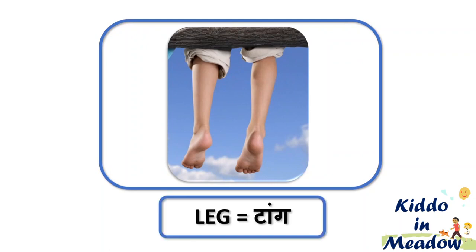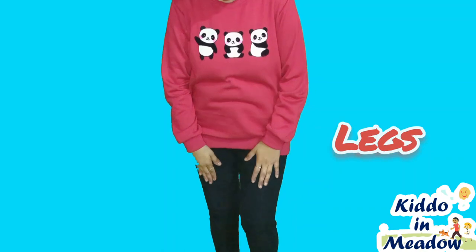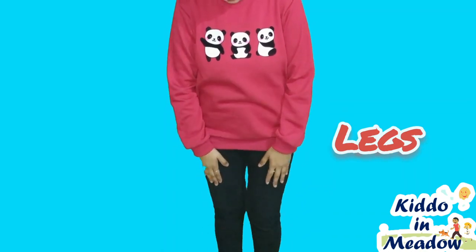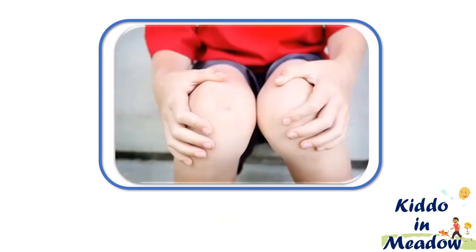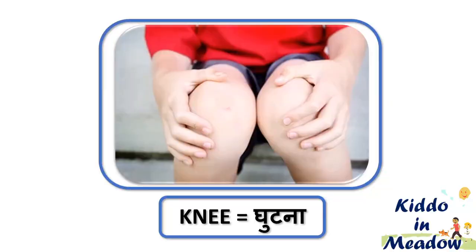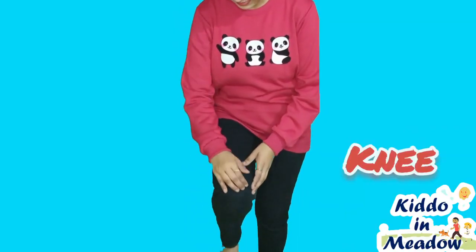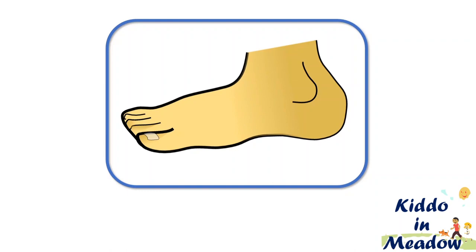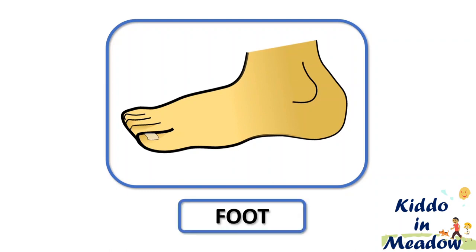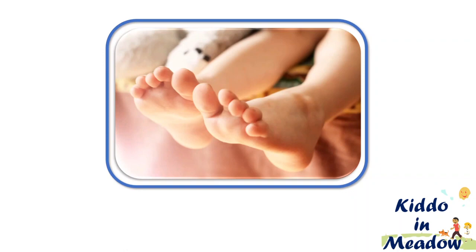These are legs yani tongue. Legs. This is knee yani ghutna. Knee. This is foot yani pair.